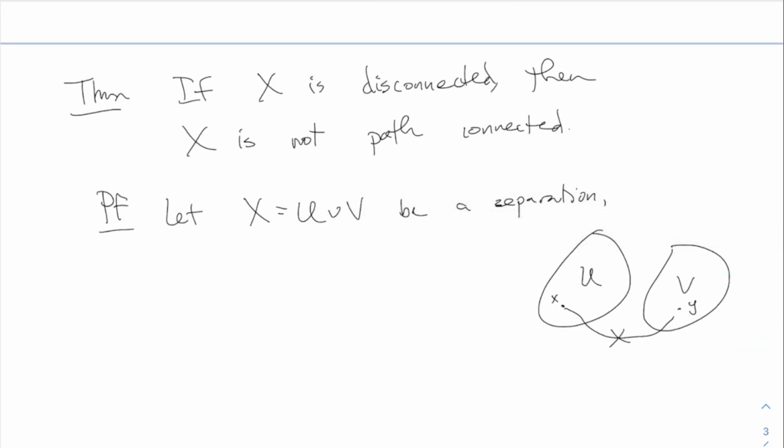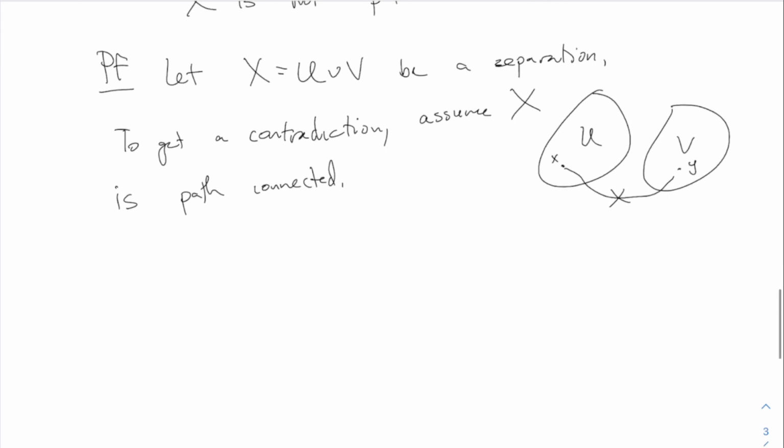All right, so just to get us started talking about paths, I want to do this by contradiction, right? I want to take X over here and Y over here and assume that there is some kind of path and then show why that's actually not possible. So to get a contradiction, let's assume that X is path connected.